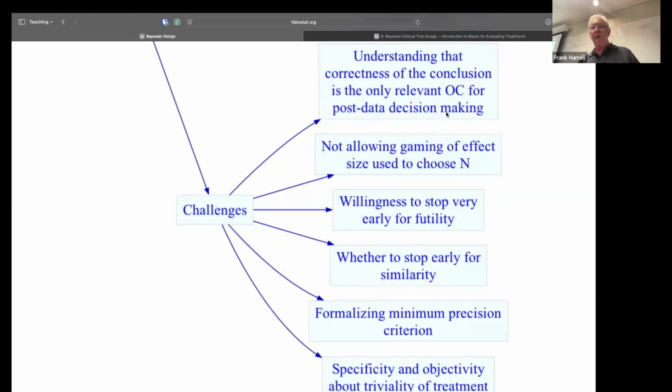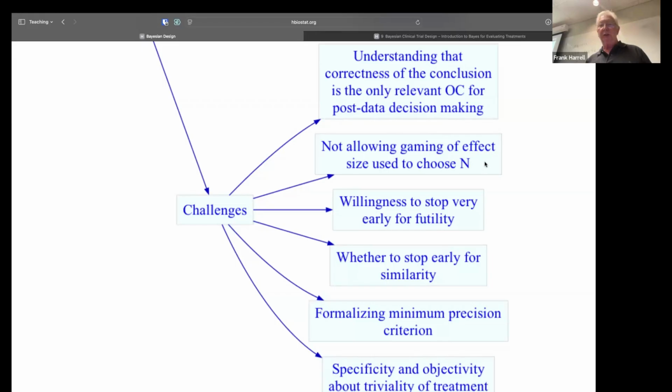The correctness of the conclusion is the only relevant operating characteristic for post-data decision-making. When you calculate alpha, it's not a function of any data. Alpha is a pre-study tendency to trigger an assertion of an effect if there's no effect. So alpha is not a function of data, so it can't really tell us anything interesting about the performance of our decision process. And so we need to use something that's relevant to decision-making based on data, not based on pre-study tendencies.